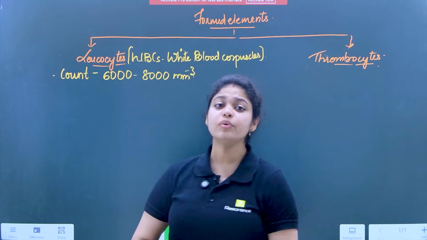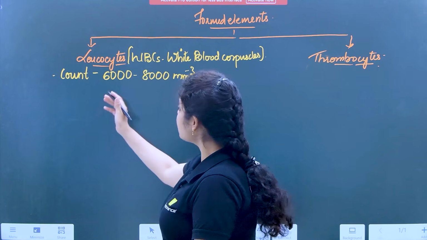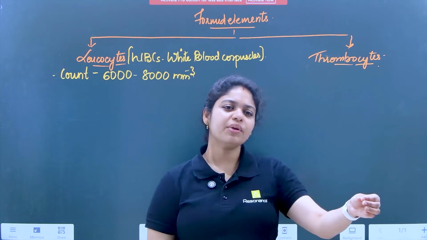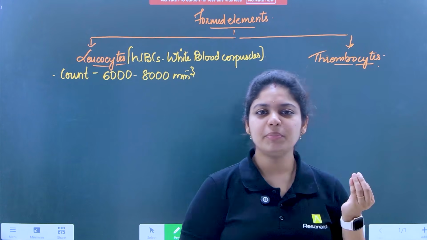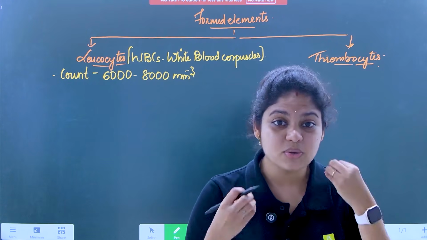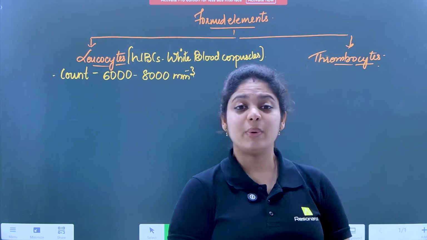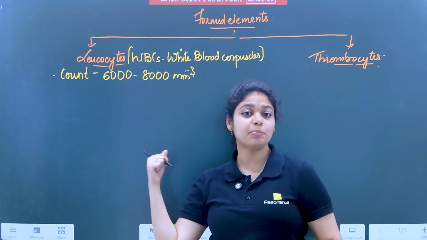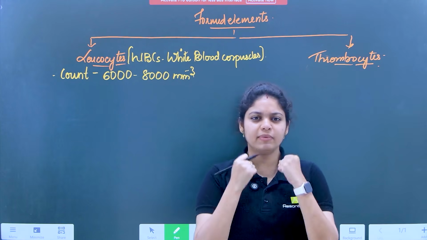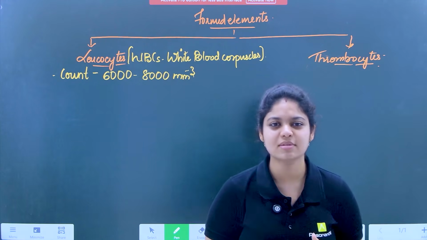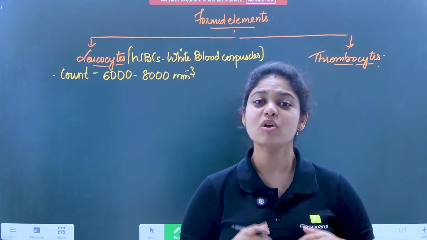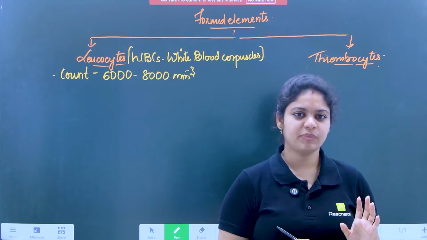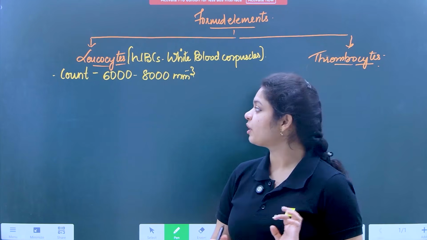So the count of RBC is 6,000 to 8,000 per cubic millimeter. In general, we know one thing: white blood corpuscles are nothing but the soldiers of our body. Whenever a foreign particle is entering into our body, these policemen of our body will get ready and fight against the disease causing microorganisms or the foreign particles, right? That is the basic function.